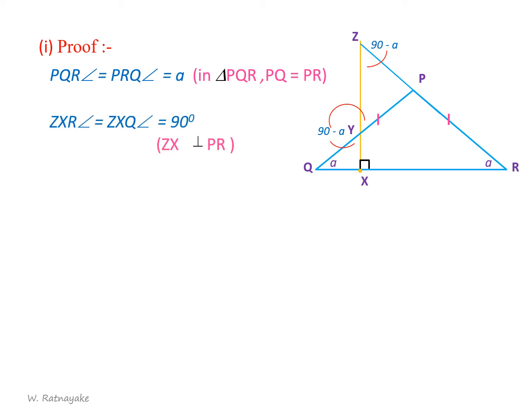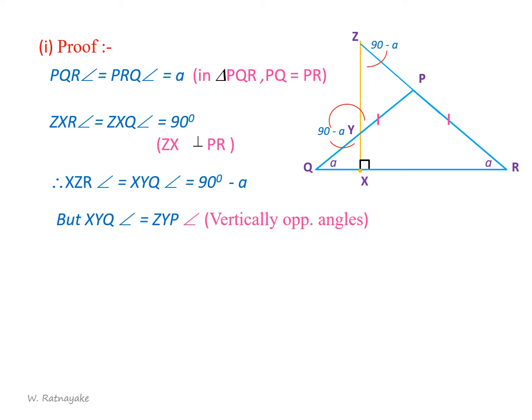Then we have to write about 90 minus A, that is, XZR. XZR is 90 minus A. XYQ is also 90 minus A. Then another 90 minus A is there. Those are vertically opposite angles. Therefore, this angle also must be 90 minus A, that is ZYP. So now we have written the information or the relations we obtained as statements like this in order. Firstly about A, then about the 90 degree angle, and about 90 minus A. Now we have come to this level.